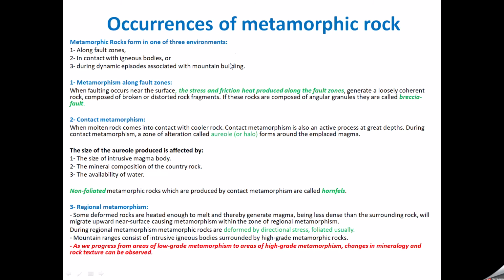Occurrence of metamorphic rocks. Metamorphic rocks form in one of three environments: along fault zones, in contact with igneous bodies, during dynamic episodes associated with mountain building. So metamorphism along fault zones. So mainly we have here along fault zones stress, pressure, not temperature mainly, and friction heat produced along the fault zone. So mainly stress and friction heat.